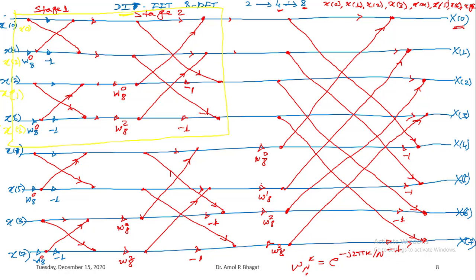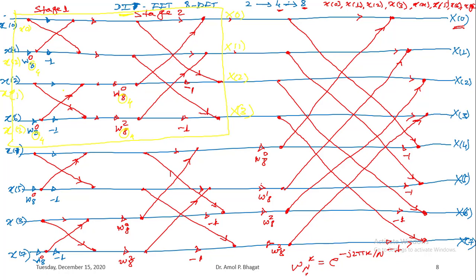Okay, and output will be in sequential form. Here you will get x of 0, here you will get x of 1, here you will get x of 2 and here you will get x of 3. Okay, and what about Twiddle factors? So as it is 4-point DFT, in place of 8 there will be 4 value.